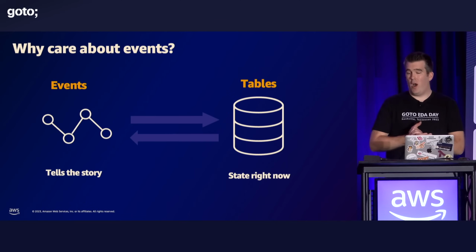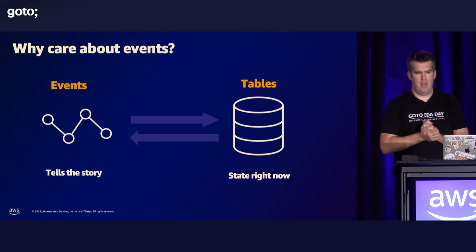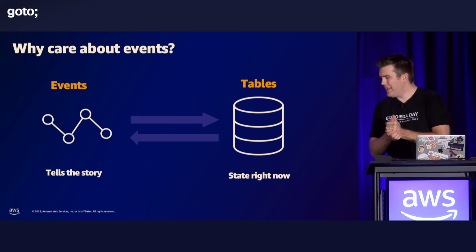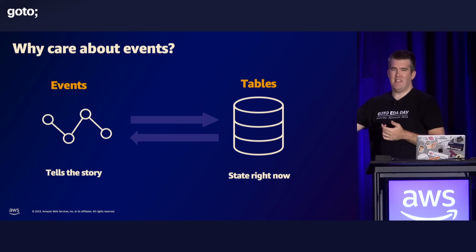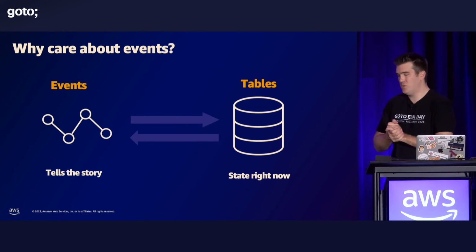The first thing is, why do we care about events? Okay, this is an important one. So think about a modern application: it tends to have state and tends to have events, right? So an example would be a pizza ordering example.